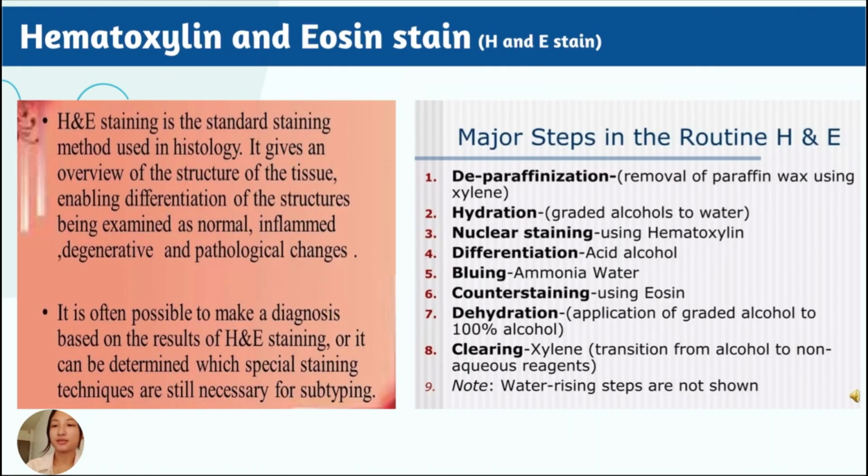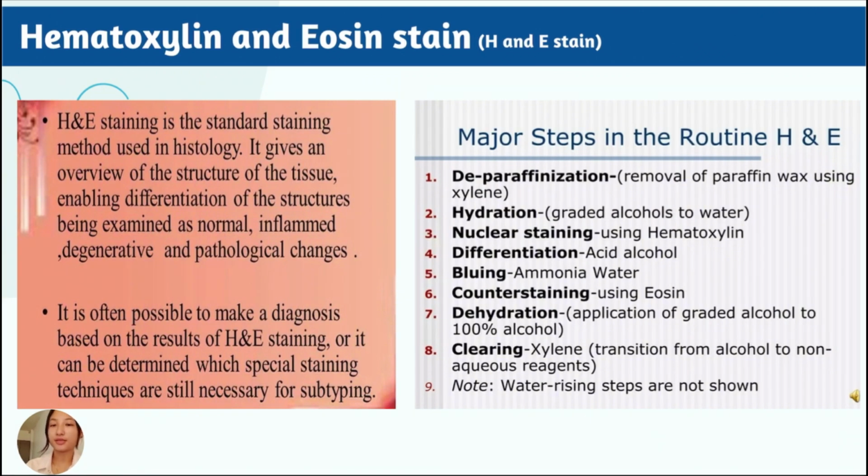H&E staining is important in this process because it helps to diagnose certain tissues, and it is very helpful to distinguish them. It is often possible to make a diagnosis based on the result of H&E staining, or it can be determined which special staining techniques are still necessary.